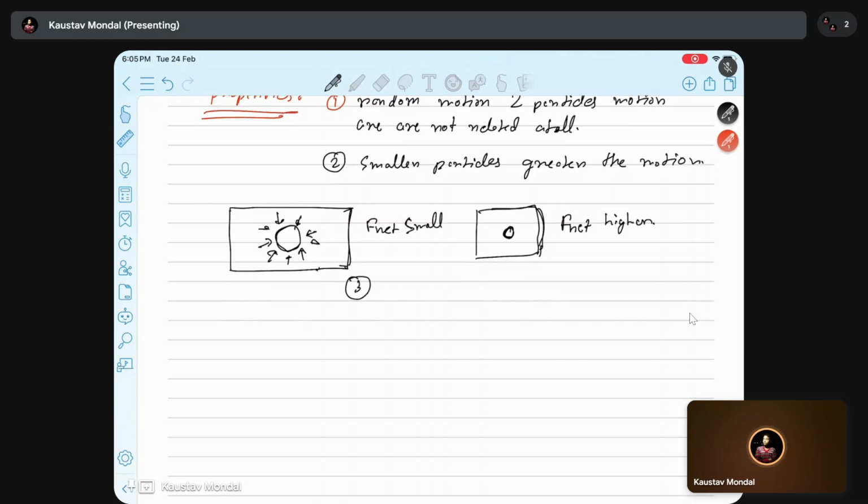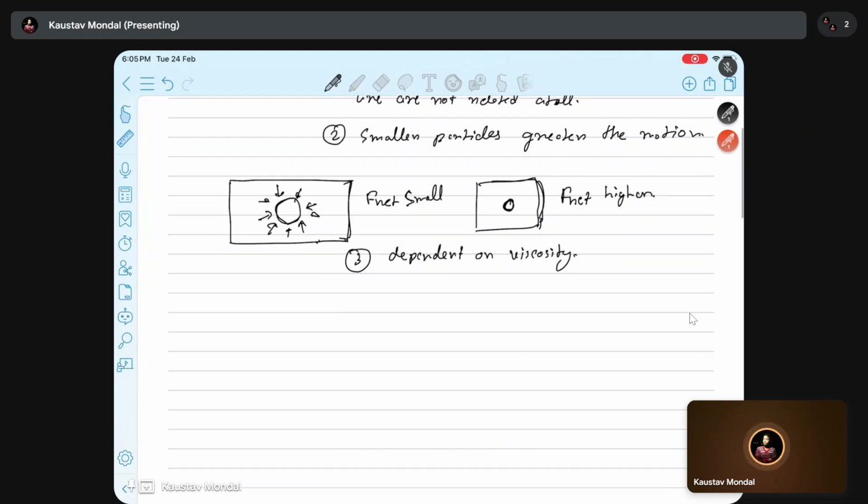Third, we discussed that it is dependent on viscosity, because viscosity is a property of the medium over which the Brownian particles move. During the random motion, if the friction and viscosity are very high, the particle will face high resistance, and because of that the motion would be smaller. If the viscosity is small, the frictional force would also be small, and because of the randomness, the particle will move a greater distance.